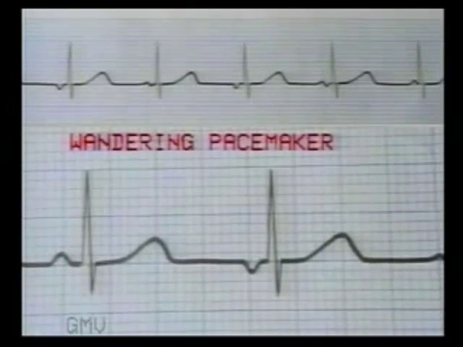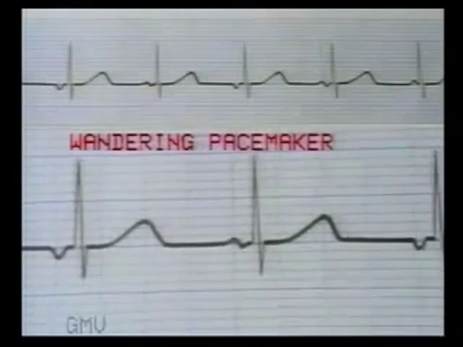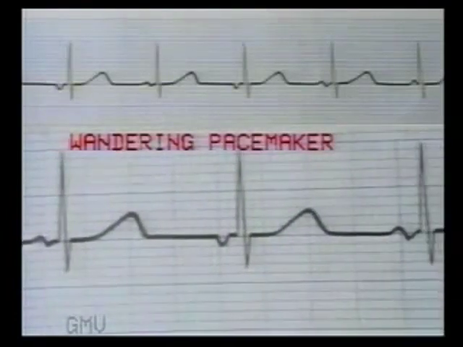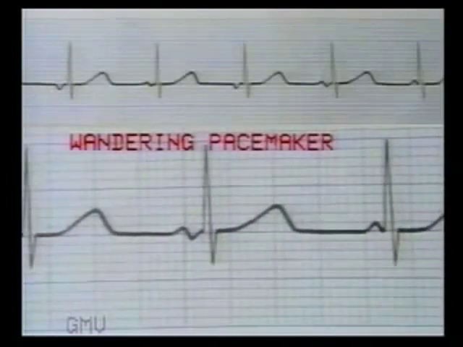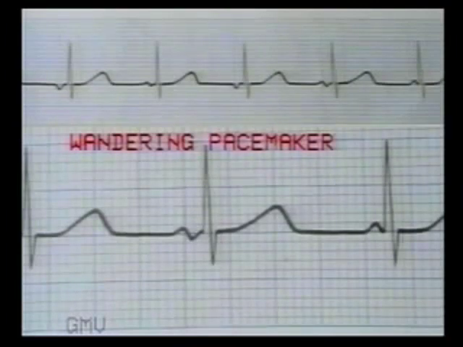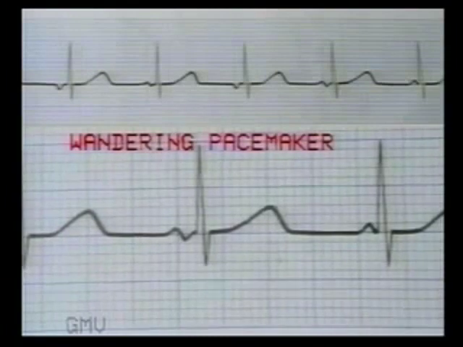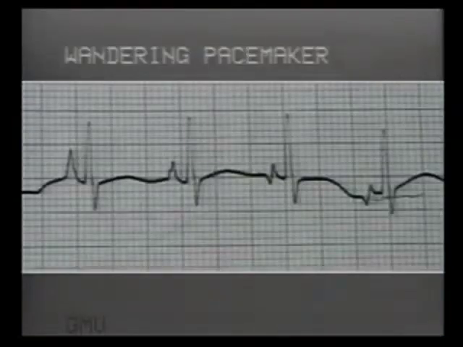This is another atrial rhythm, but observe the P waves carefully. Each P wave has a different contour, which means that each impulse is arising from a different focus in the atrium, and accordingly the PR interval also varies slightly from beat to beat. This is called wandering pacemaker, sometimes seen in children and is harmless.